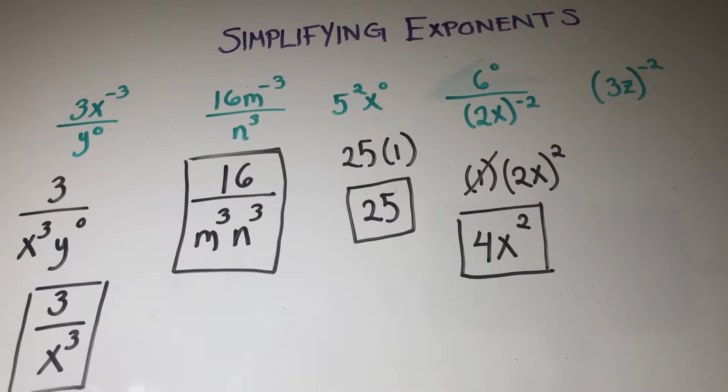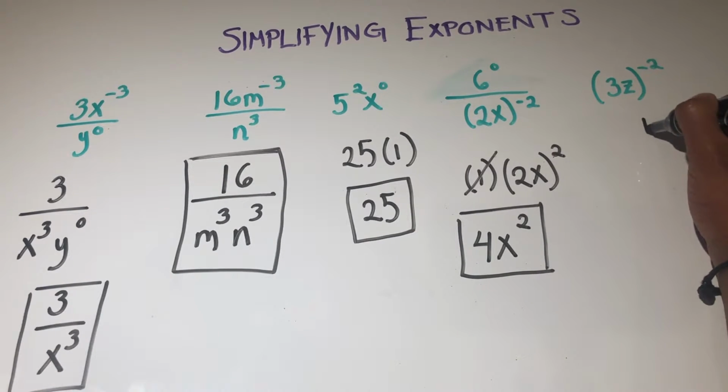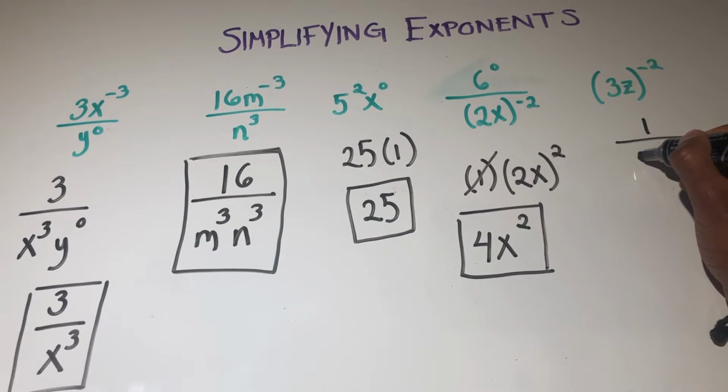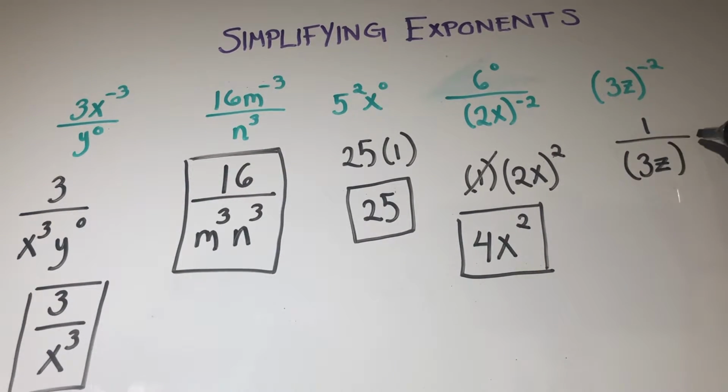The last example, we have 3z to the power of negative 2. If we move that to the denominator, we're going to end up with 3z to the power of 2. That's going to give us 1 over 3 squared, which is 9, and z squared is z squared. So it's going to be 9 times z squared.